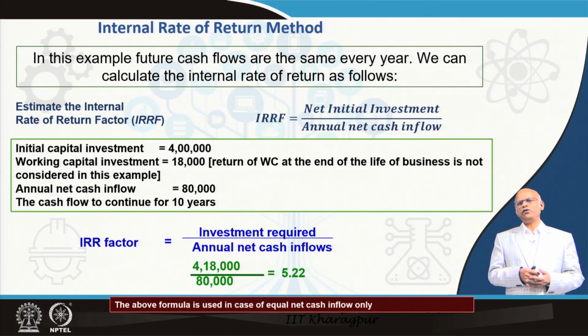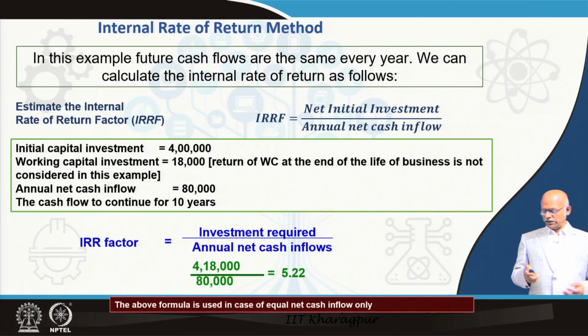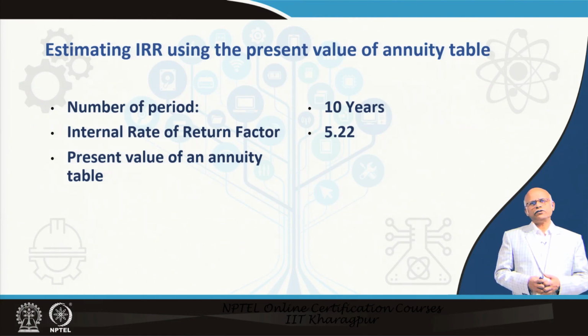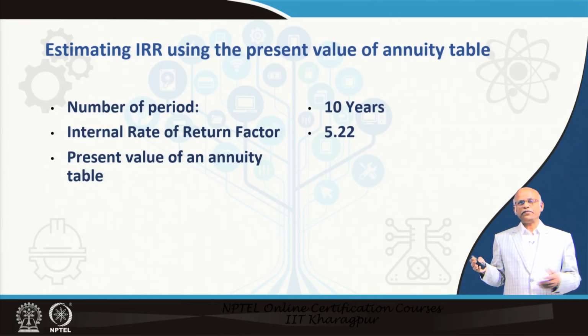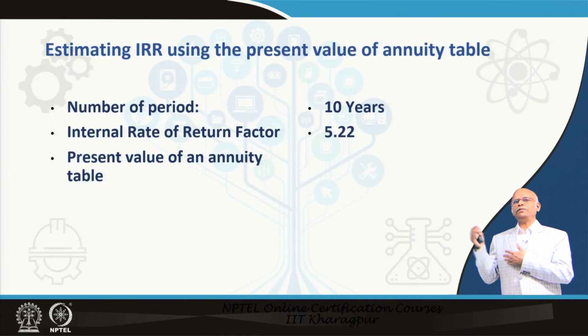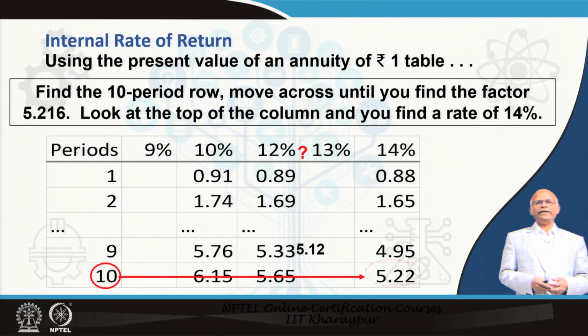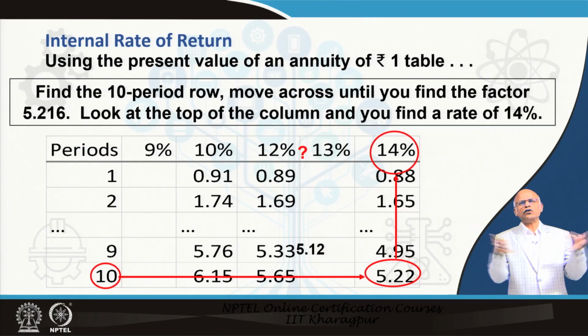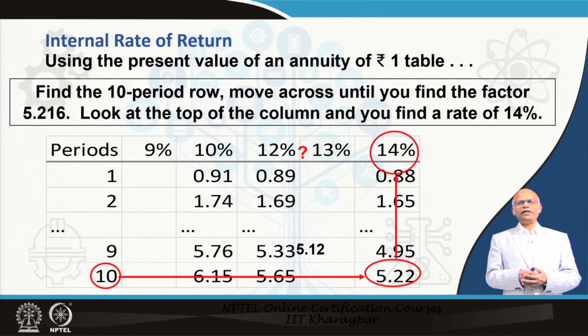So, the IRR factor is 4,18,000 divided by 80,000, which is 5.22. It is actually 5.1216, but here it came to 5.22. So, let us move forward. We have this data: the number of periods is 10 years, and the internal rate of return factor is 5.22. Now, we have to look at the present value of annuity table. This table looks like this. This is a short form of the table, because of paucity of space I have just put it like this.